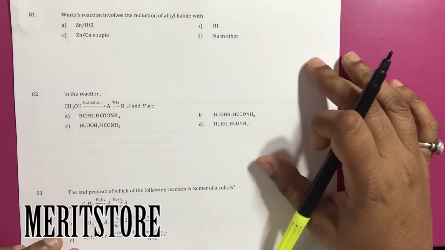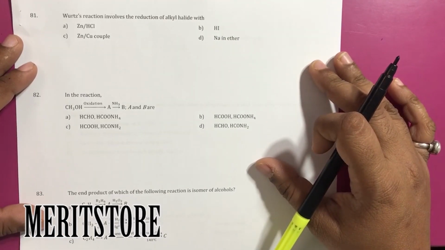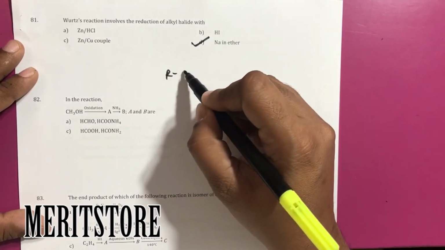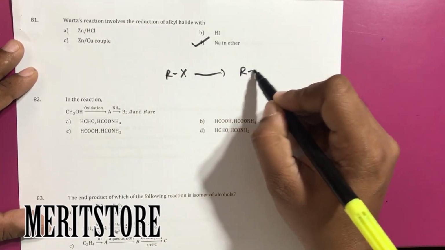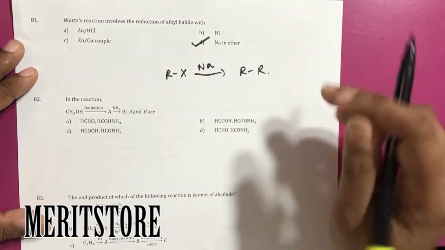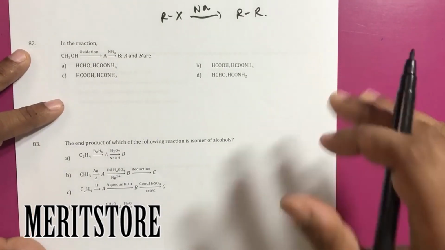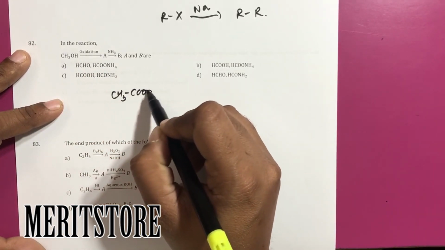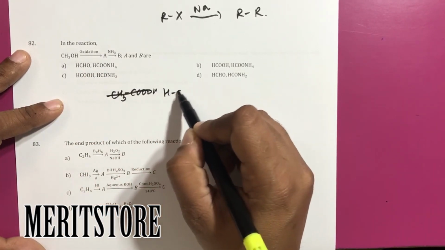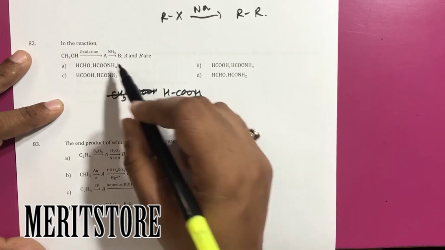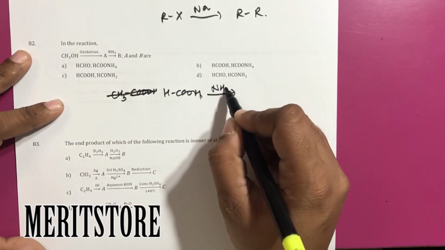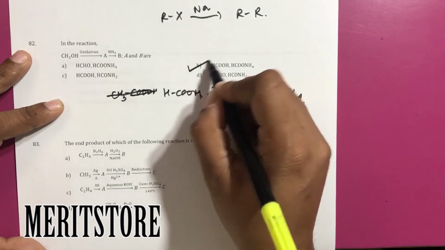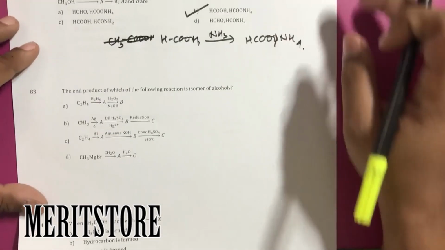Question number 81. Wurtz reaction involves the reduction of alkyl halide. In Wurtz reaction, generally we use sodium in ether, where the alkyl halides are converted into higher alkanes using sodium. Question number 82. Methanol on oxidation produces formic acid containing 1 carbon, and that is further on treatment with ammonia, it will form the ammonium salt. Therefore option B.